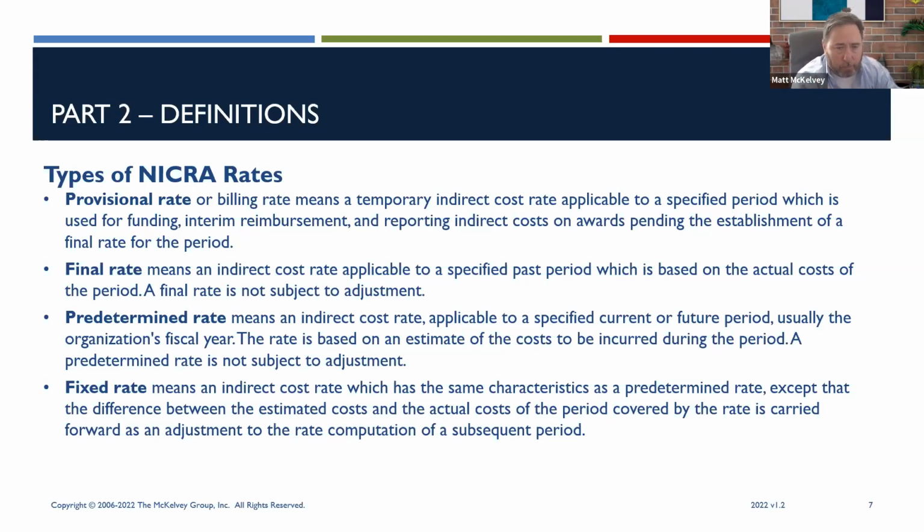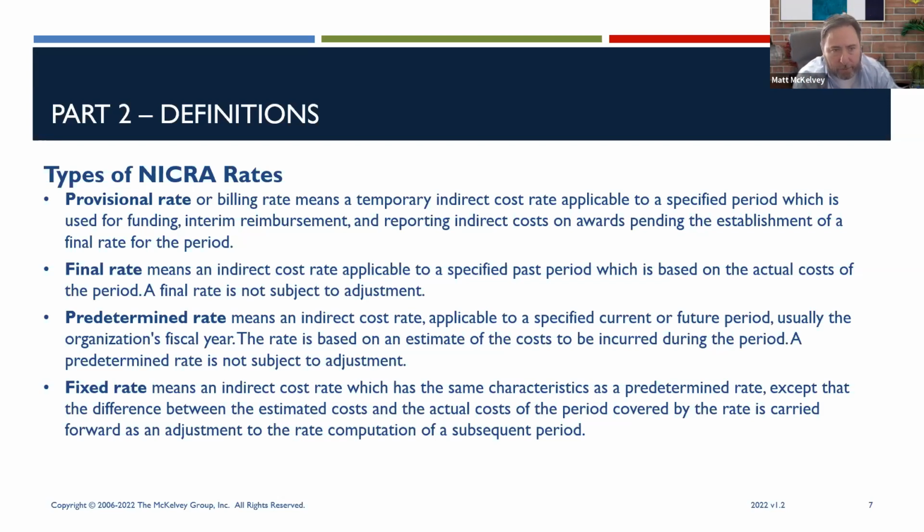If you run higher, you may have to find ways to overcome that gap. But a predetermined rate is fixed, for lack of a better term, which is a little confusing because the last term is called a fixed rate. What a fixed rate means is the same thing as a predetermined rate, except if you have an over/under, you would capture that and recover it in the following fiscal year.